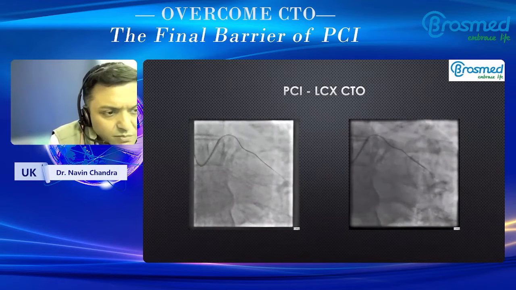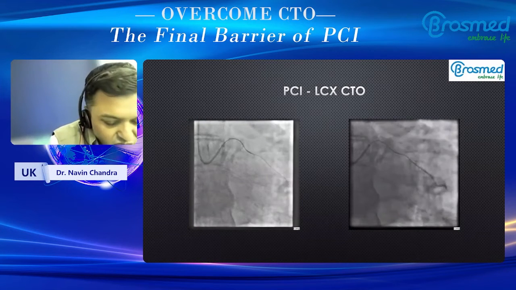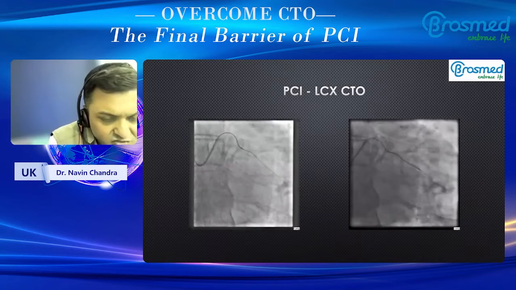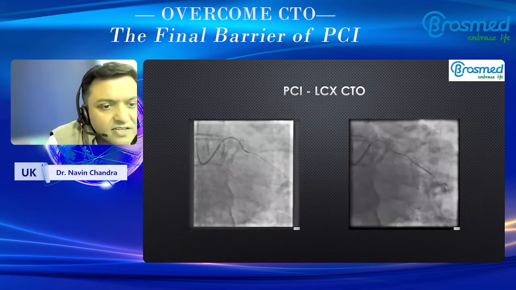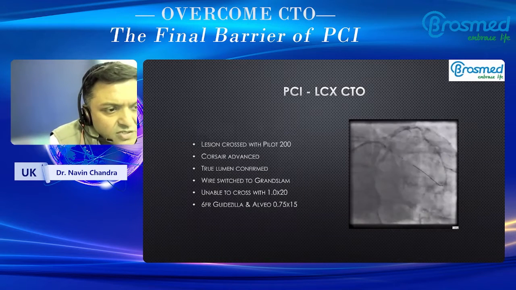see that wire position was confirmed with the distal tip injection, which we used in this case just because there was no real retrograde option to visualize properly, and we were able to pick off side branches. So relatively confident in doing that technique. So ultimately, the lesion was crossed with the Pilot 200. We advanced the Corsair. The true lumen position was confirmed.